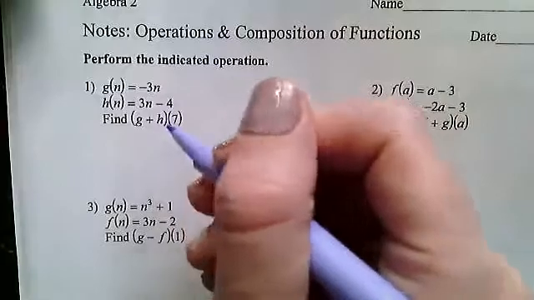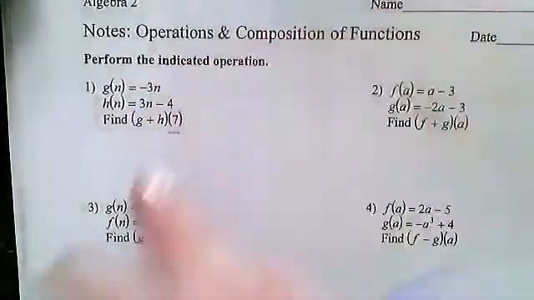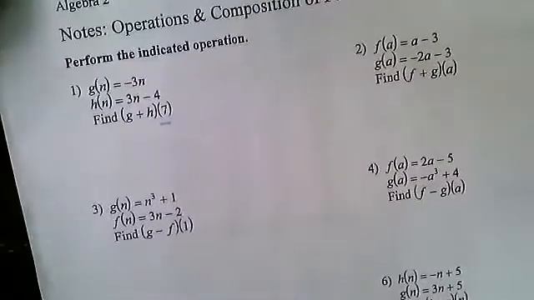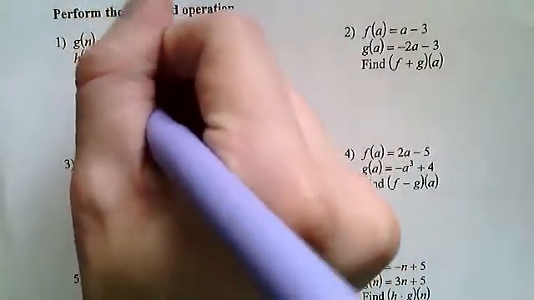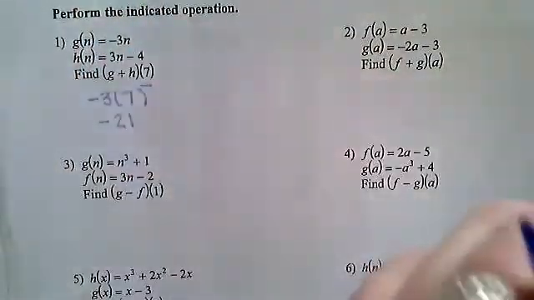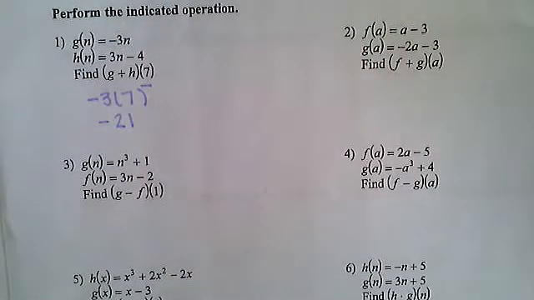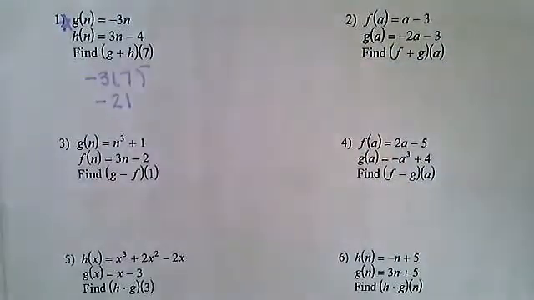So here we have g plus h of the number 7. So we're going to be plugging the 7 into both equations, like so. So -3 times 7 is -21. So that is when we plug it into the first one.